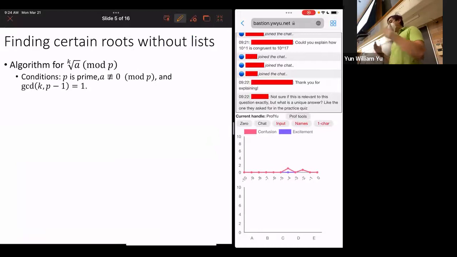So the first condition is, again, that P is prime. The second condition is A is not congruent to 0. And we have a third condition, which is that K, if we're dealing with a Kth root, is relatively prime to P minus 1. So if this is true, then there exists a unique solution to the root problem. If this is not true, you might have 0 answers or 2 answers or whatever.